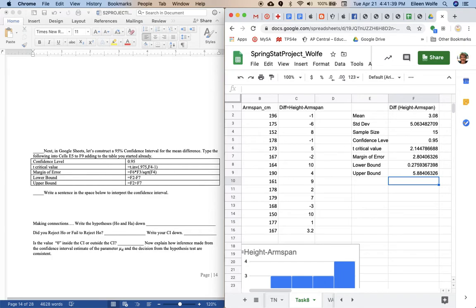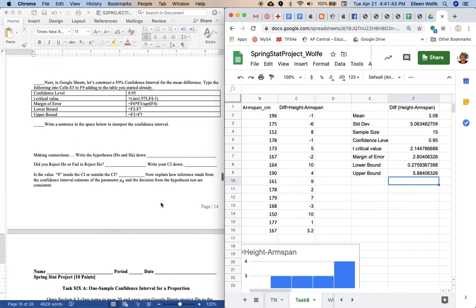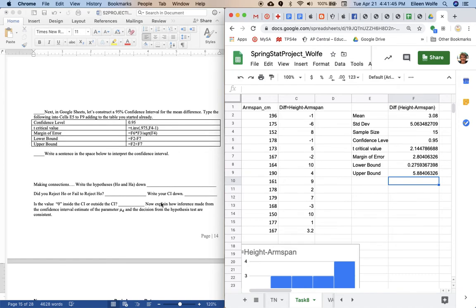All right, now a few things about making connections. So the bottom over here is about making connections. My two hypotheses, I'm going to write those down. I would have had an H0 that mu sub d equals 0, and an HA that mu sub d differs from 0. And I'm pretty confident that without doing it, my test was going to say fail to reject H0. I would have been pretty confident of that, just seeing the histogram of the differences.